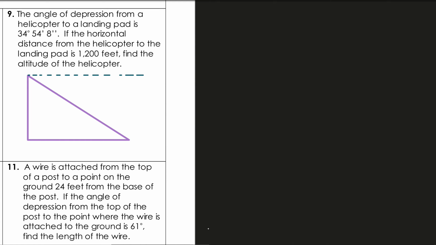34 degrees, 54 minutes, 8 seconds. So we need to convert this to a decimal. So we have 34 degrees plus, now this is minutes and seconds. Think of this in terms of hours. So this is going to be 54 minutes over how many minutes are in an hour? 60. Plus 8 seconds. Now, how many seconds are in an hour? Not how many seconds are in a minute. Everything needs to be converted to an hour. So I would just say 60 times 60, and that gives me 3,600.